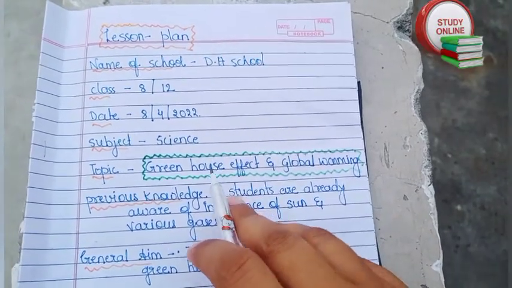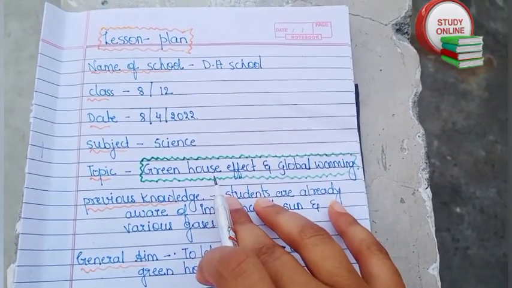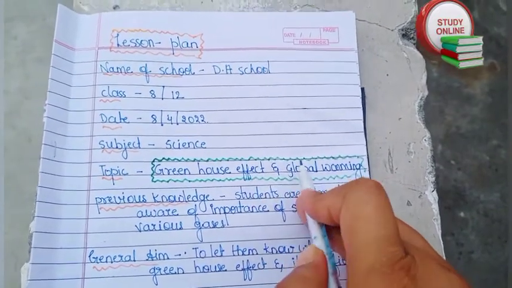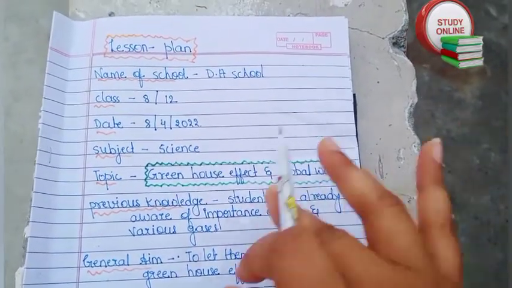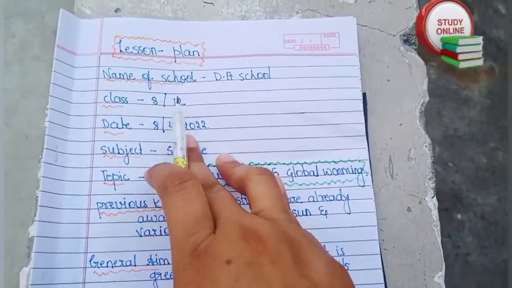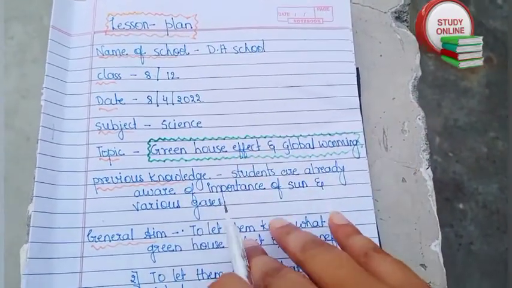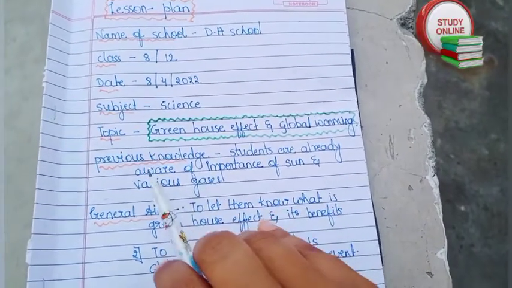Today in this video we will see how to make a lesson plan on the topic greenhouse effect and global warming. This is for class 8, and the same lesson plan you can use for class 12th also. Okay, here you can see previous knowledge.